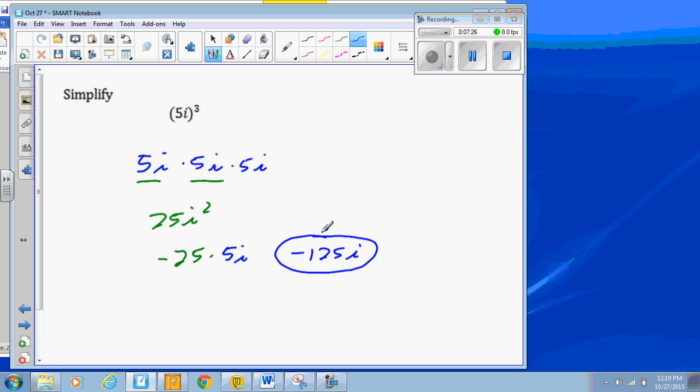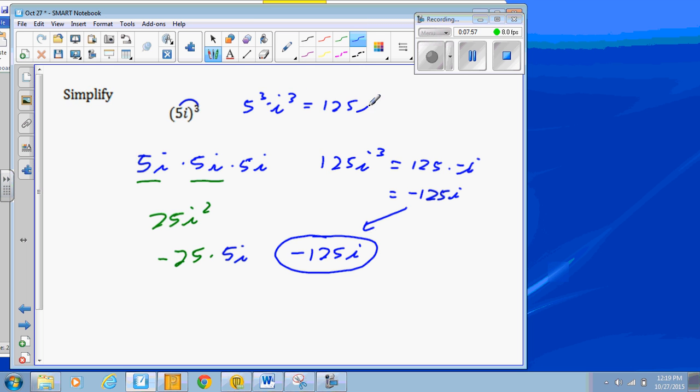Now, there are other ways we could have done that. We could have multiplied 5 times 5 times 5 is 125 times i to the third, but i to the third is negative i. 125 times negative i, which is negative 125i. Same thing as that. We could have also distributed this in here. So it would be 5 to the third times i to the third, which again is 125 i to the third, and that becomes the answer. So either way, we get that. As long as we're following our mathematical rules, we're going to get to the right answer.